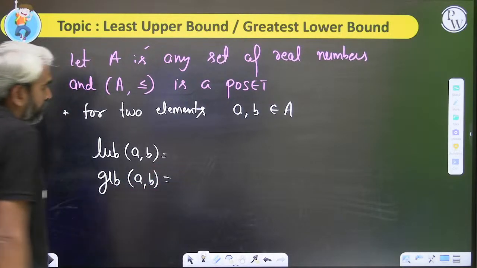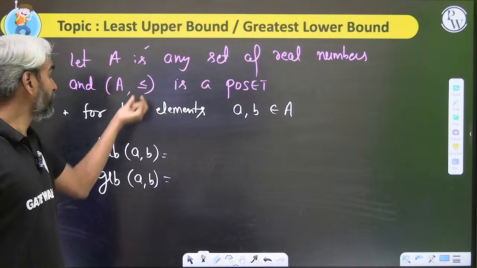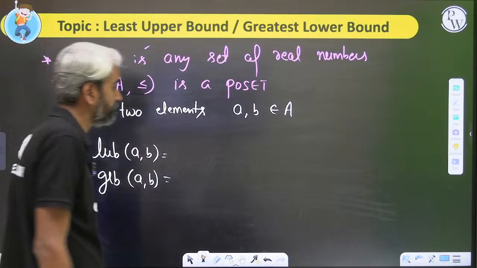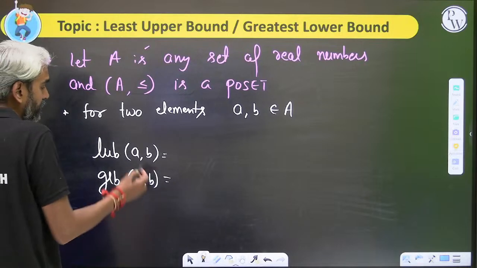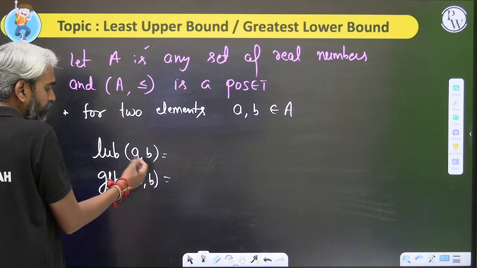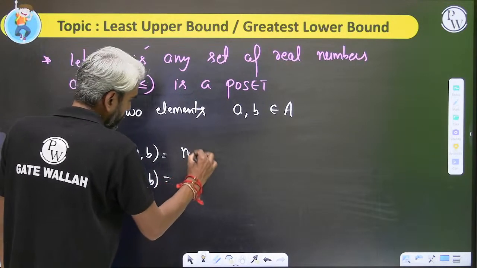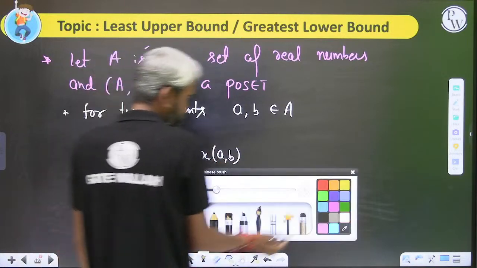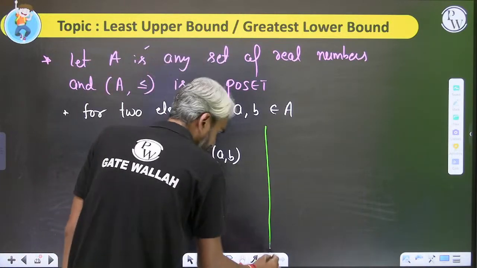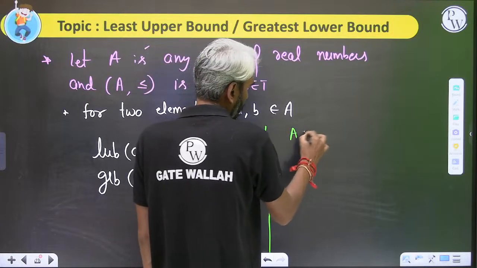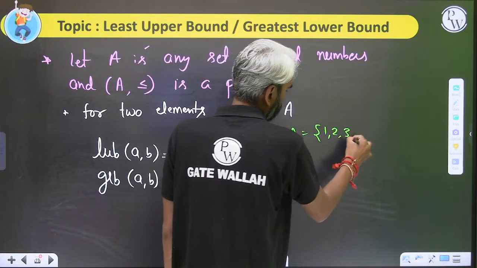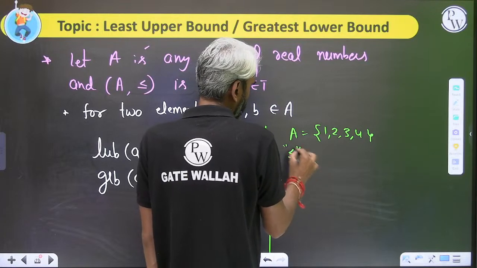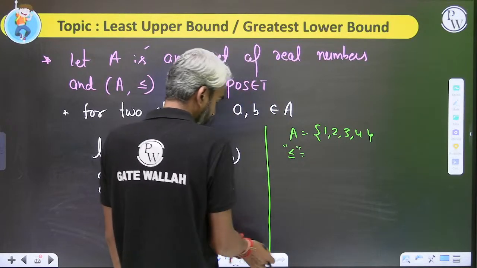Sir, you actually need to understand this in terms of the relation. The relation is less than or equal to. So you just need to understand that the maximum of these two, if I look at the max of a and b. You need an example for everything. So let's say A is 1, 2, 3, 4, and with respect to less than or equal to.